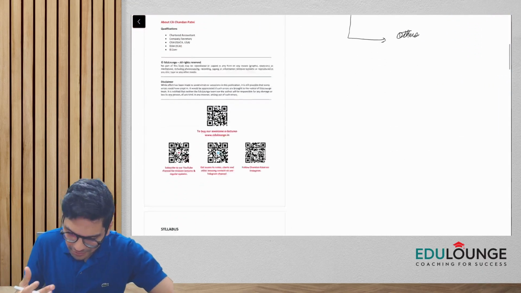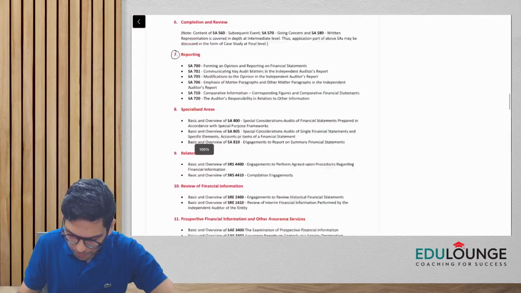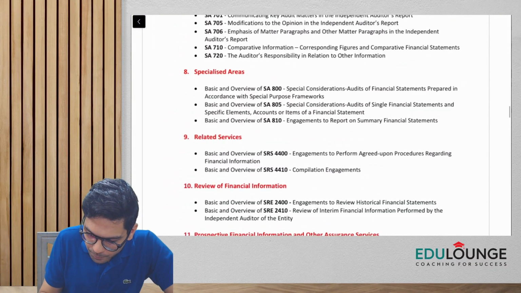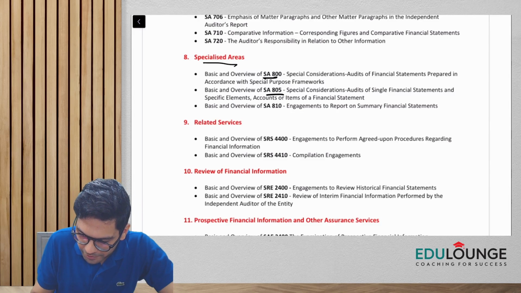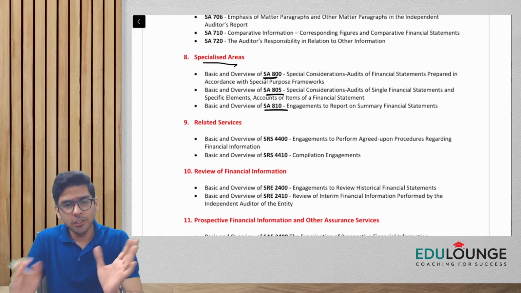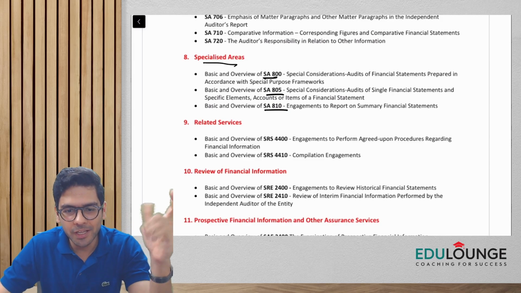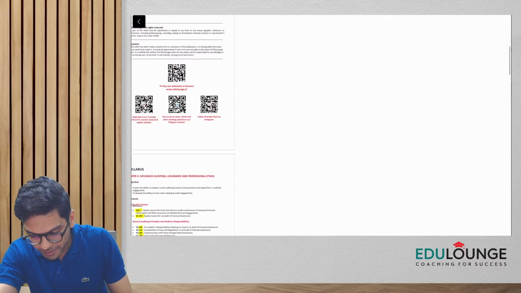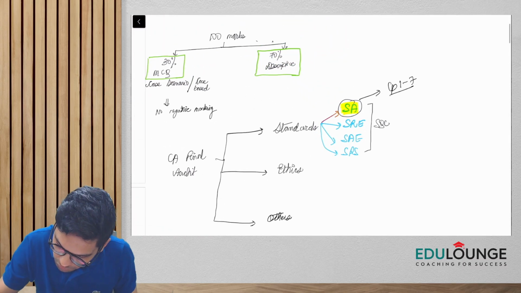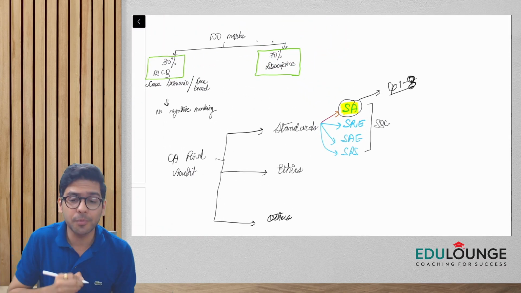Now if you see the other chapters, from chapter number 8, it says specialized areas. Now they have SA 800, 805, 810 also here. So these are also standards on auditing for specialized areas. This was not there earlier in your Intermediate course. So okay, let me put it in this way: standards on auditing is from chapter 1 to chapter number 8.